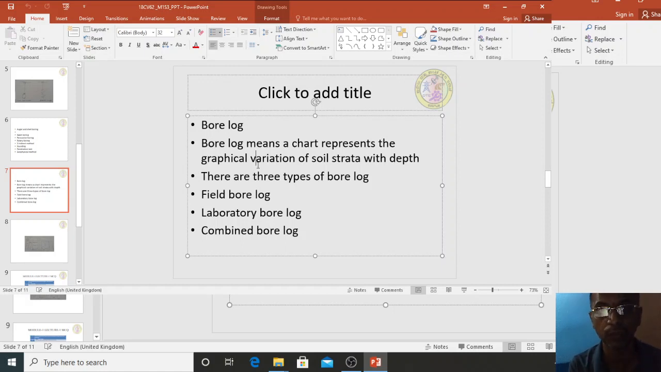Suppose in a bore log, at every depth you conduct soil tests like natural moisture content, liquid limit, plastic limit, shrinkage limit, density test, and some bearing capacity test. At 0 meter what are those values, at 1 meter, at 2 meter. If you record that, it is a laboratory bore log, where the color classification will not be there. The third category is the combined bore log, where field information and laboratory information are represented together.